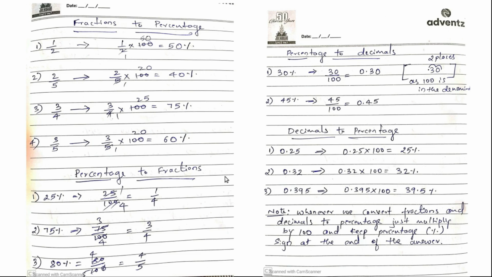So percentage to fractions, just divide by 100. Again percentage to decimals, just divide by 100. Decimals to percentage, multiply by 100. If you want, again you can make a note. See here, this note is important. Whenever we convert fractions and decimals to percentage, just multiply by 100 and keep the percentage sign at the end of the answer. So don't forget this one.